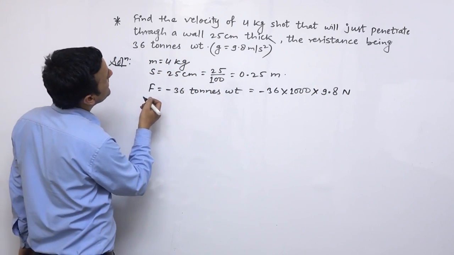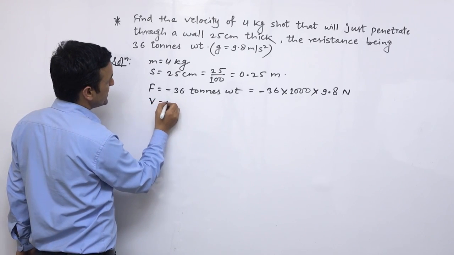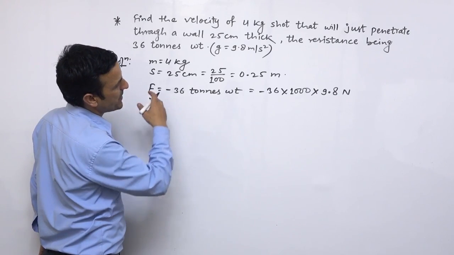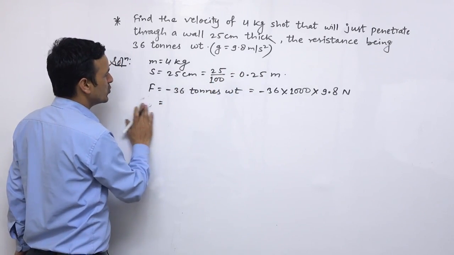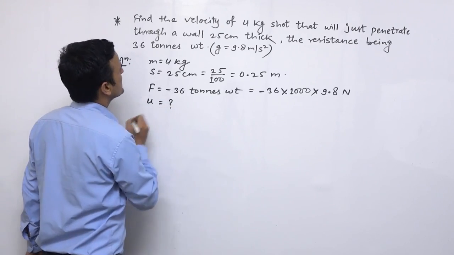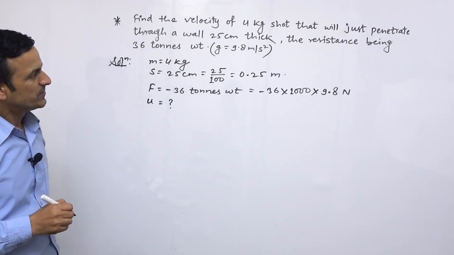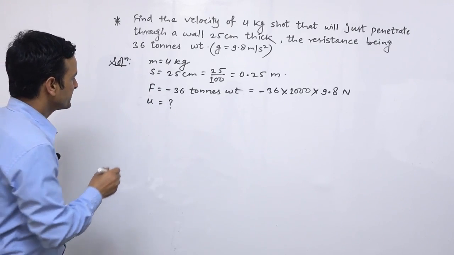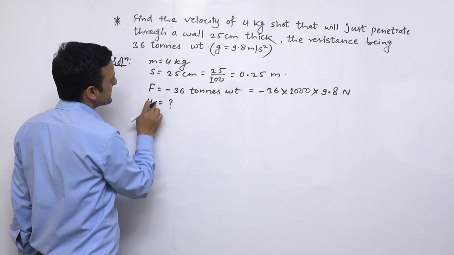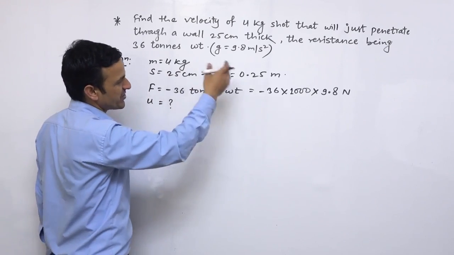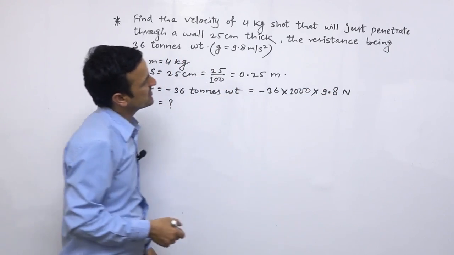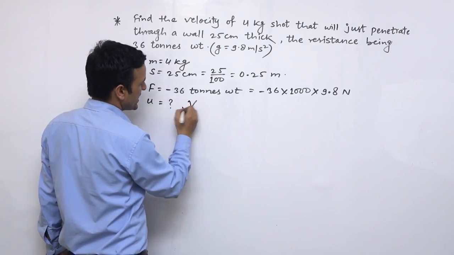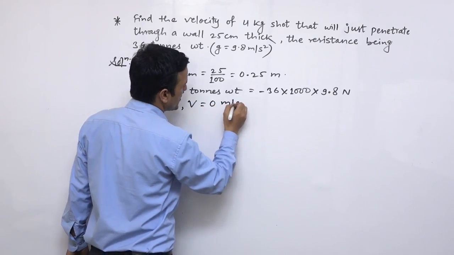And find the velocity means it is v is equal to or u is equal to this one. Final velocity, after it penetrates, will be 0. U is equal to what? We can write down this one. Now v is equal to 0. After it penetrates and goes, that comes to the rest. So v is equal to 0 in this case. v is equal to 0 meter per second.